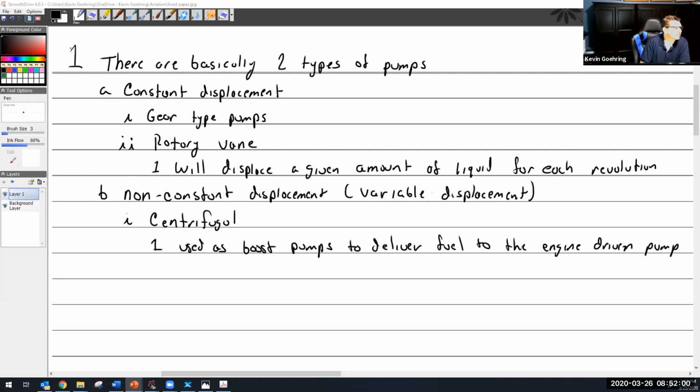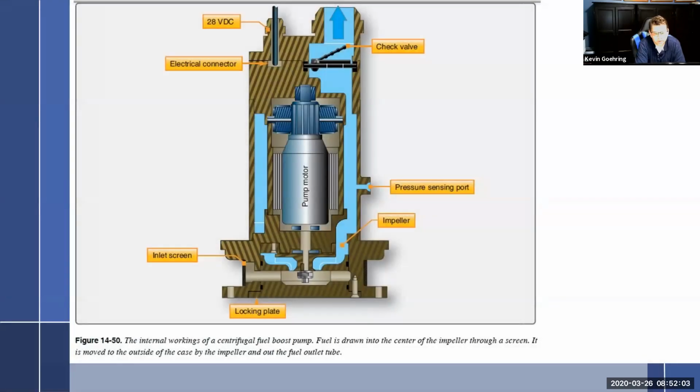So let me see. Here we have, out of your book, a centrifugal pump with an electric motor in it, because it's not engine driven if it's all the way out in the tank, and they're usually buried in the tank. In order to change them out, you would actually have to drain all the fluid out of the tank to get to them a lot of times. So this is one type, centrifugal.